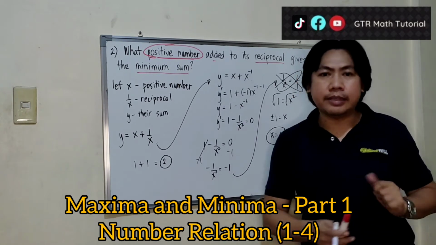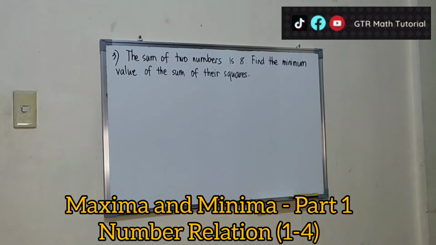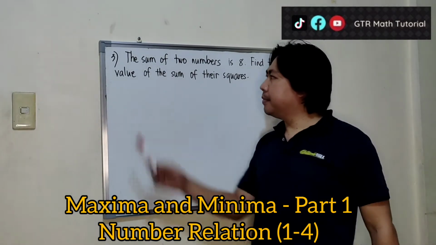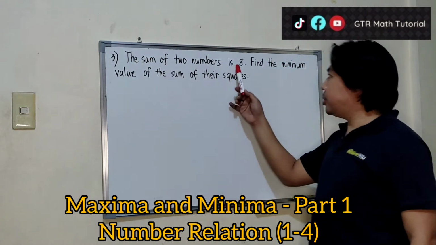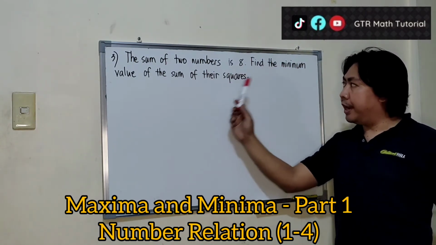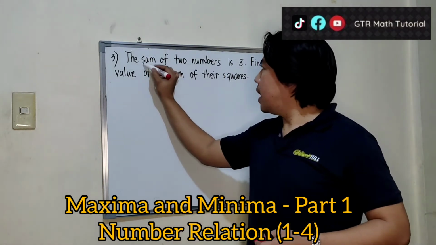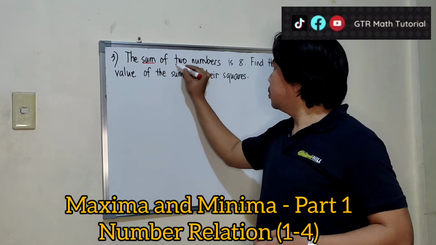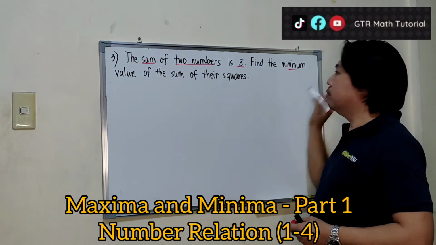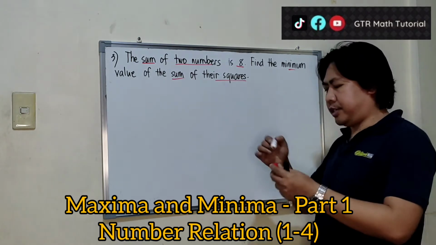Okay, next, number 3. The sum of two numbers is 8. Find the minimum value of the sum of their squares. Okay? So, the sum of two numbers is 8. Find the minimum value of the sum of their squares.